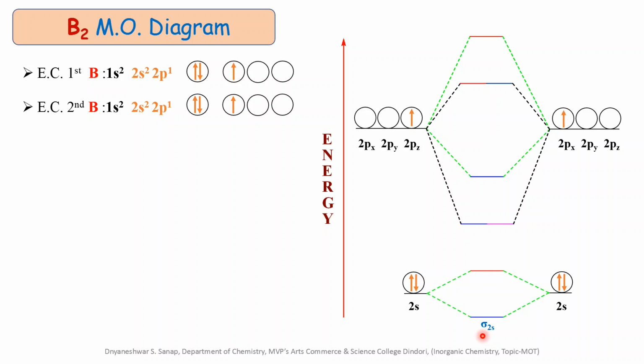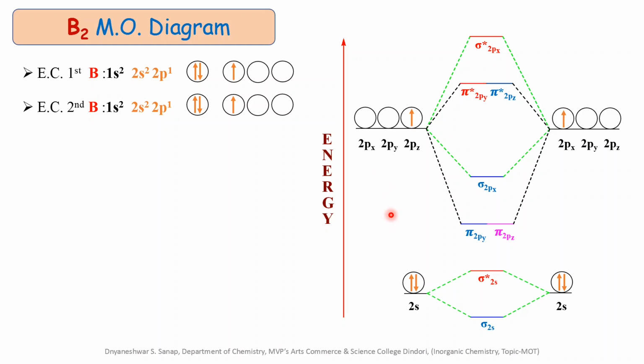The lowest energy bonding molecular orbital, formed by the combination of 2s atomic orbitals, is called sigma 2s, and the higher energy antibonding molecular orbital produced by the combination of 2s atomic orbitals is called sigma star 2s. Similarly, the molecular orbitals produced by the combination of 2p orbitals are pi 2py and pi 2pz, which are degenerate in energy, and sigma 2px, which is higher in energy than the pi molecular orbitals. The higher energy antibonding molecular orbitals are pi star 2py and pi star 2pz, as well as sigma star 2px.